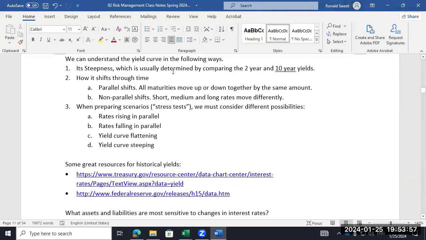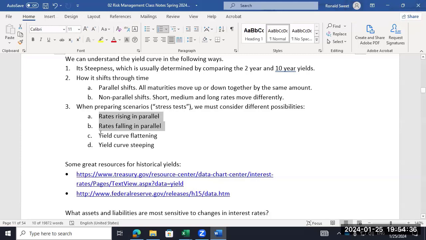So steepness, usually use the 2 versus 10, how it shifts. You have parallel shifts, everything comes up and down. That's really not what we're looking at right now. Non-parallel shifts, you got the short, medium, and long moving differently. So stress tests tend to do everything rising together, everything falling together, flattening and steepening. That tends to be what we do, just to see the impact. Banks tend to only do the first two. That's probably what you're going to see. I'd be curious, and maybe I'll see them doing other scenarios besides just steepening and just rising and falling.